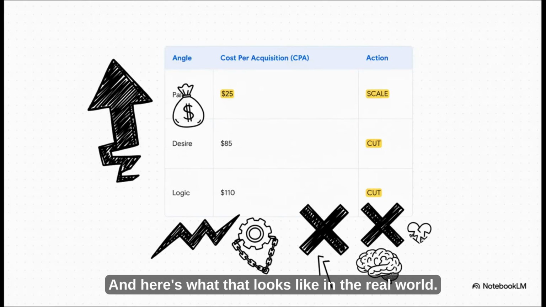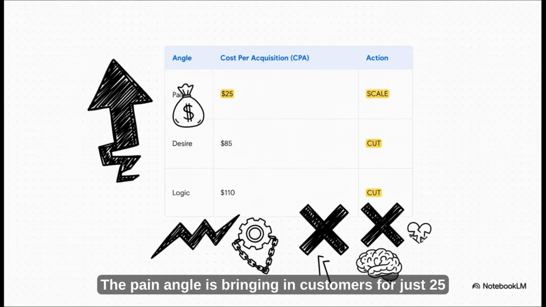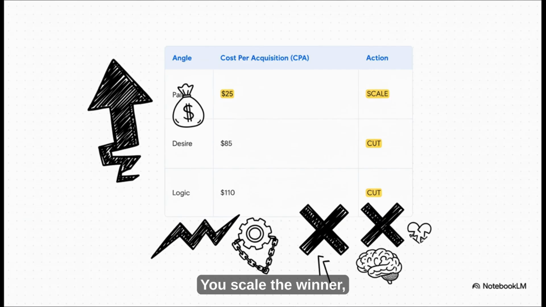And here's what that looks like in the real world. Let's say you run your test, and these are your results. The pain angle is bringing in customers for just $25. The desire angle is costing you $85. And the logic angle is a wallet-crushing $110. The decision here is not a debate, it's a no-brainer. You scale the winner, and you cut the losers immediately.